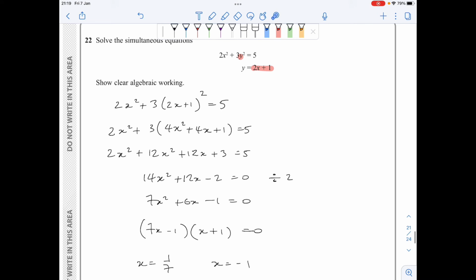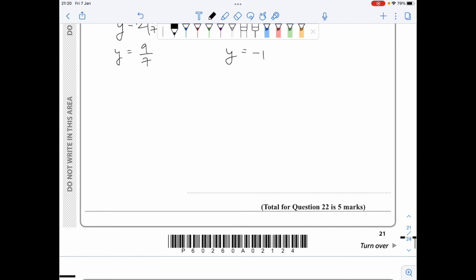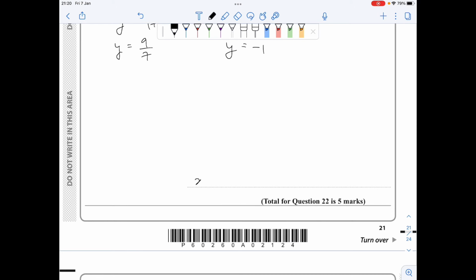I will use this formula to find the y values. So I have y equals 2 times 1/7 plus 1. Y comes out to be 9/7. And for the second one, y is equal to 2 times -1 plus 1. Y is equal to -1. So my answers are x equals 1/7 with y equal to 9/7, or x equals -1 with y equal to -1.